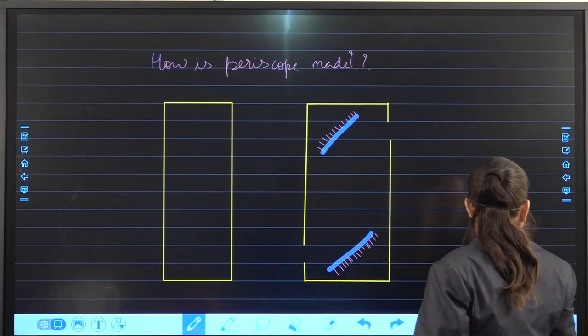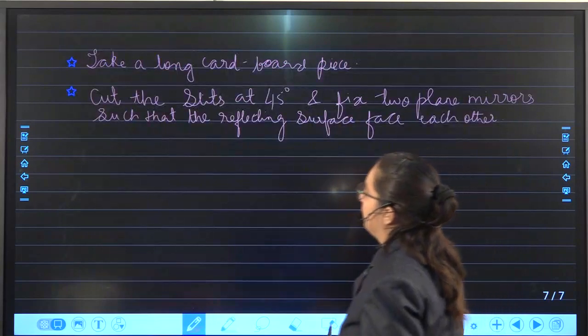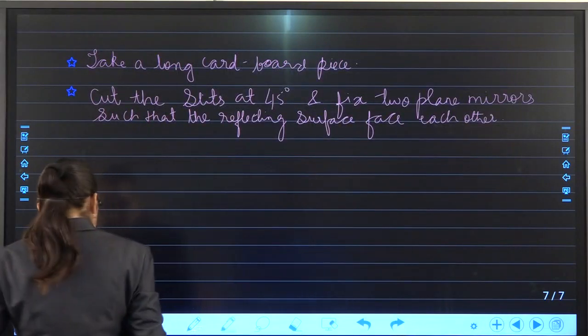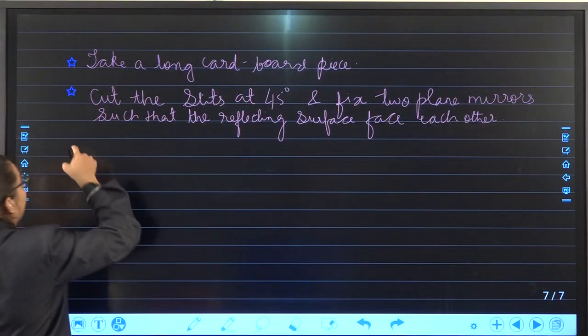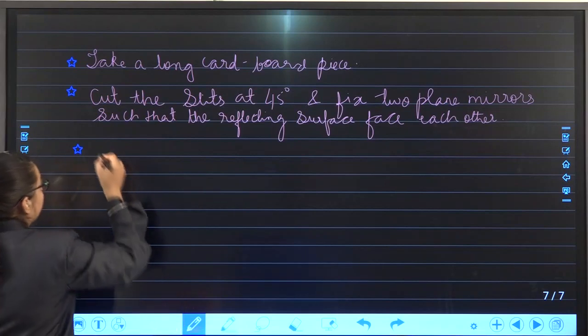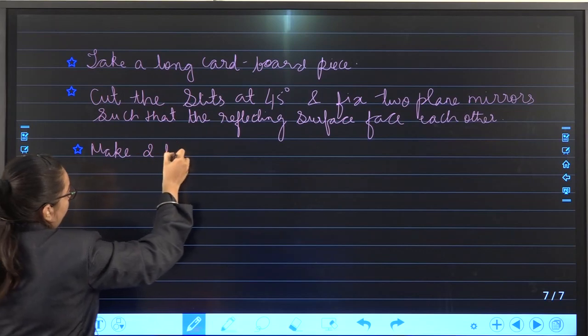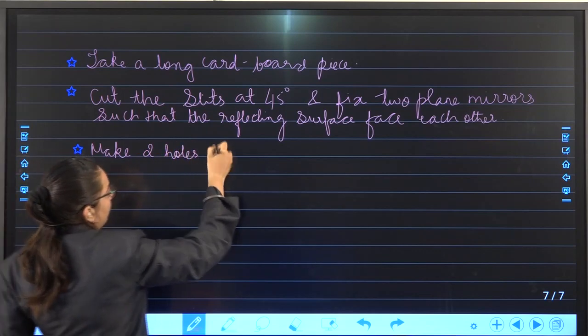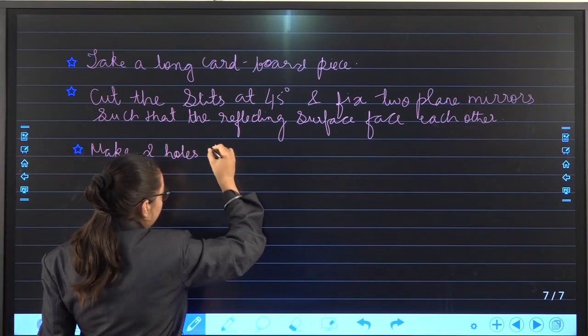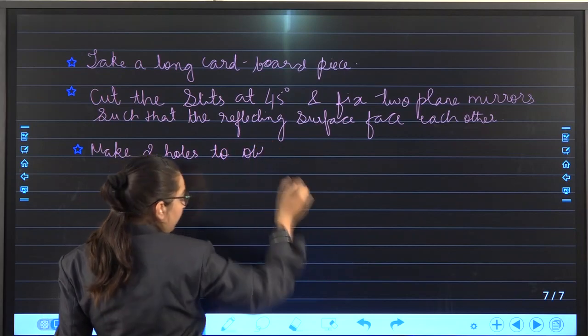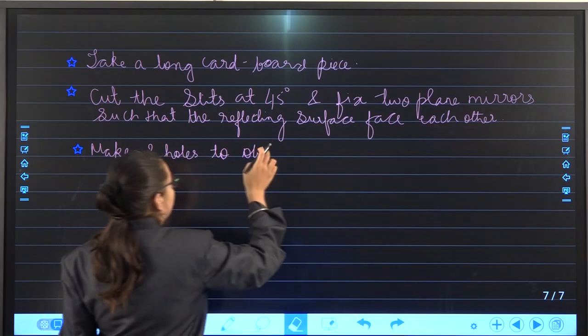Now make two holes to observe near the mirrors.